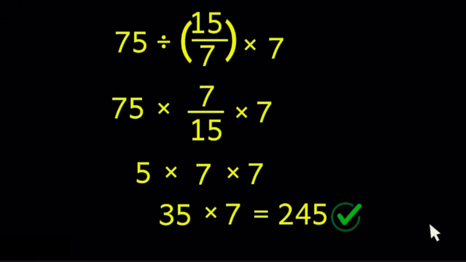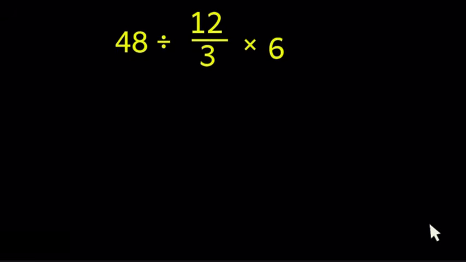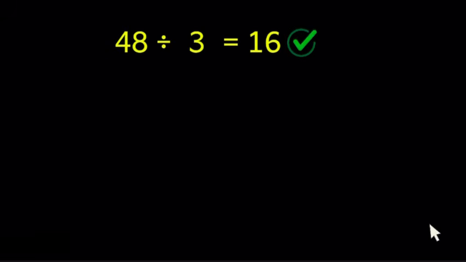What if your brain rushed and solved this question? 48 divided by 12 over 3 times 6. 12 cancels with 6. Now we have 48 divided by 3, and 48 divided by 3 gives us 16. So the answer is 16. But this answer is completely wrong. Again, the mistake is ignoring the order of operations. Now let's solve it the correct way.